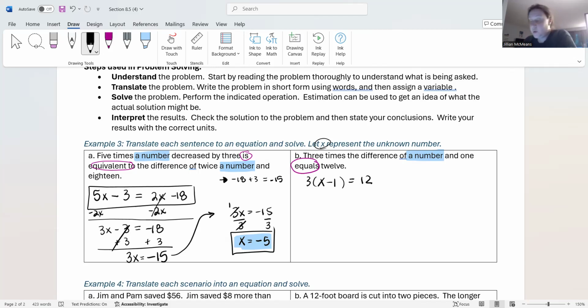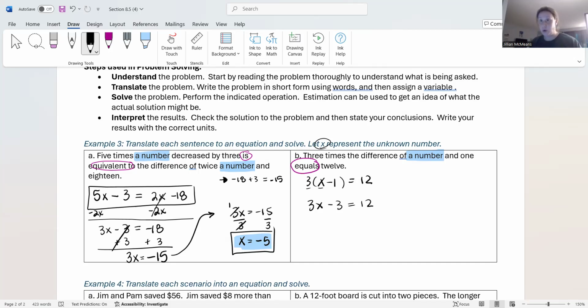Okay, so we want to solve this one, and in this case, we do need to distribute. So we're going to start with 3 times x, which in algebra is really easy. You just write them side by side. 3 times x is just 3x. 3 times negative 1 is negative 3, and that all equals 12. Now, I want to get my 3x alone. We're in a really good spot here. The left-hand side has 2 terms.